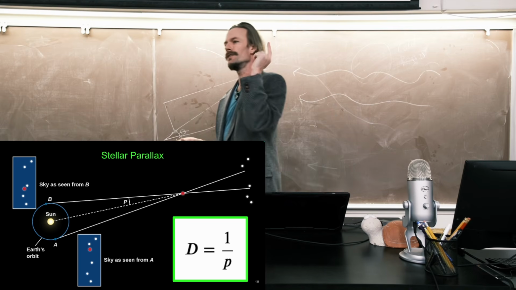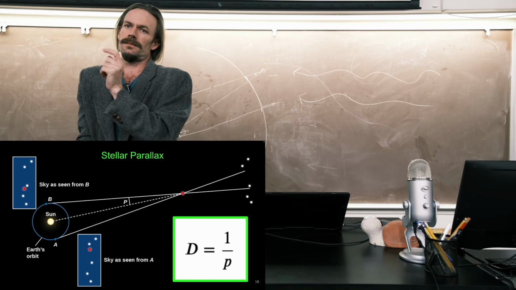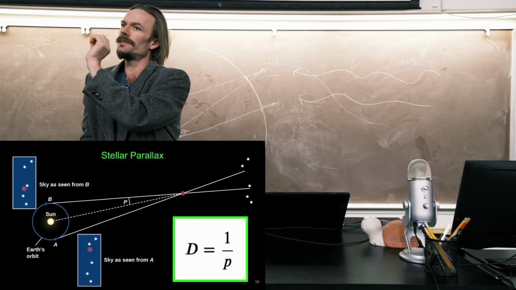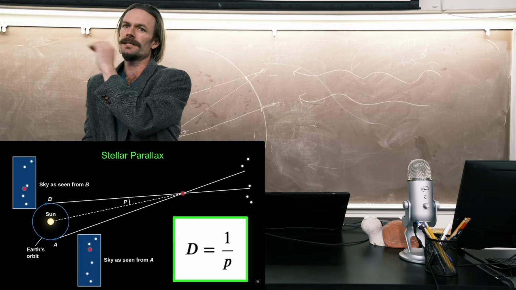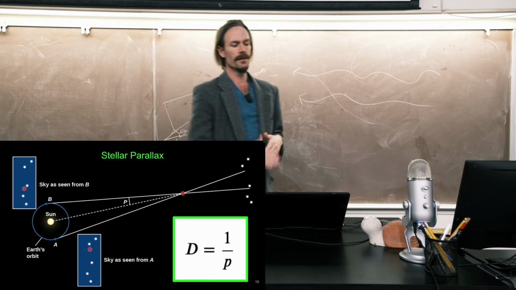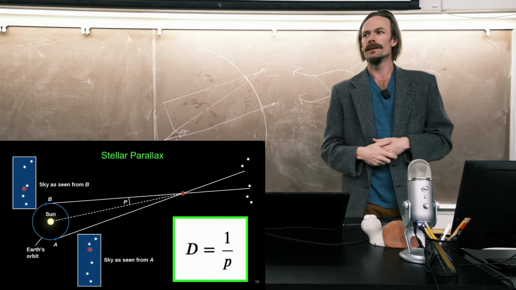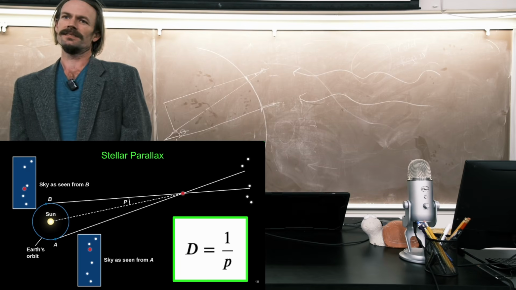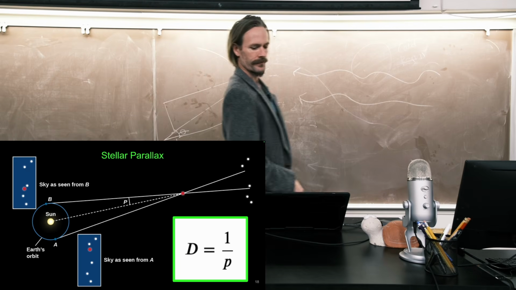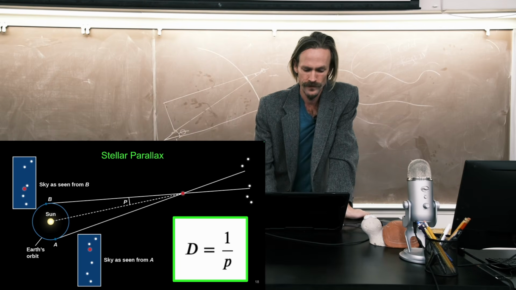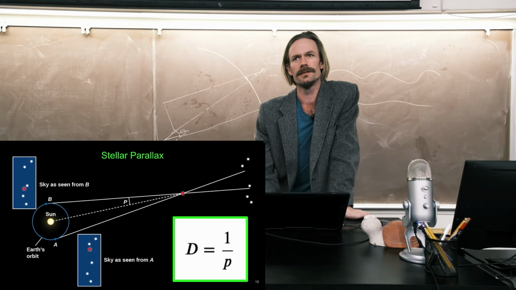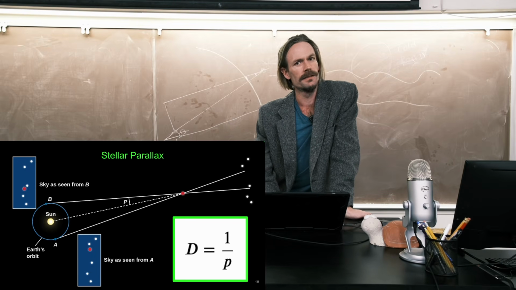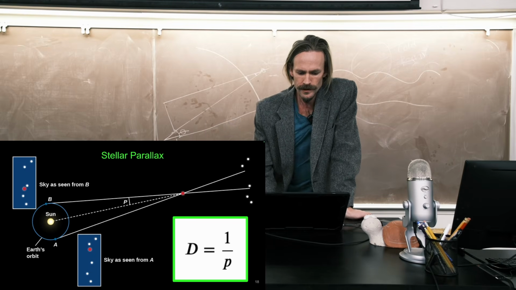3,600th of a degree. It's a really, really tiny angle that they're measuring of parallax between the summer and the winter, or between the spring and the fall, right? That's how far away the other stars are from us, right? It's totally insane. Okay. Questions? Thoughts? Okay.